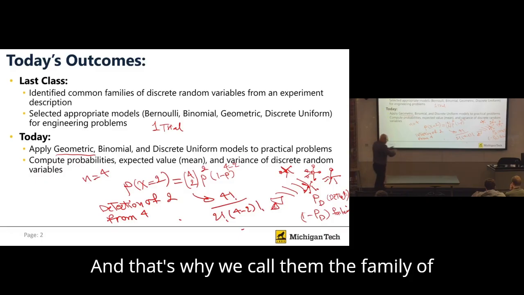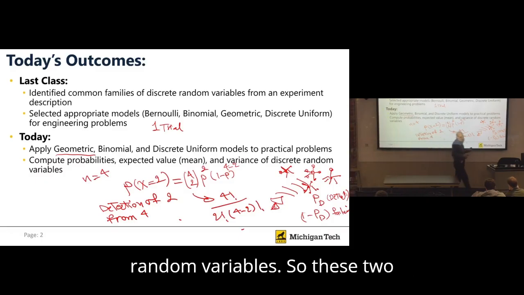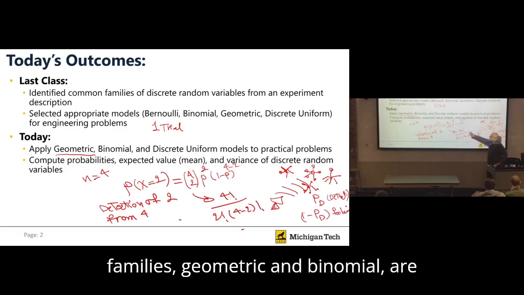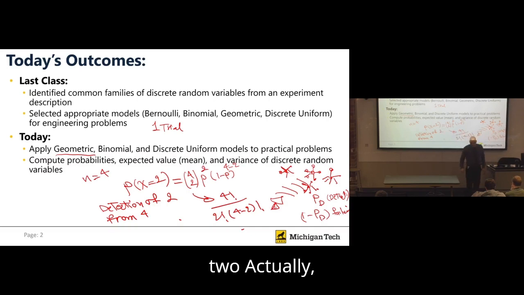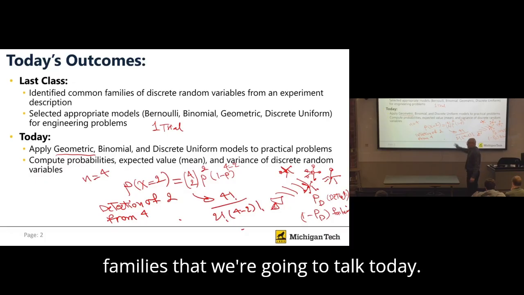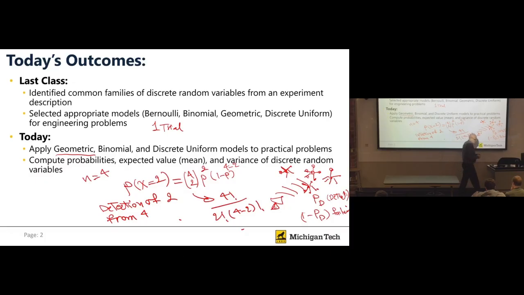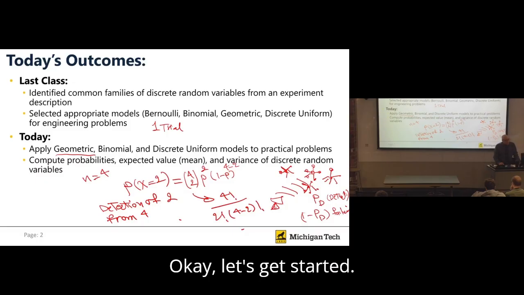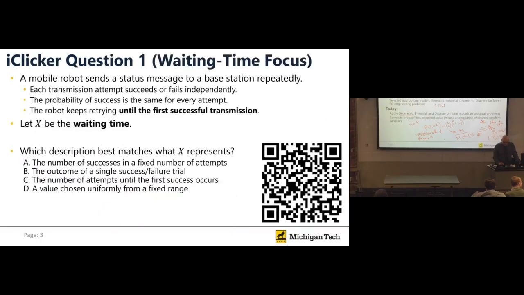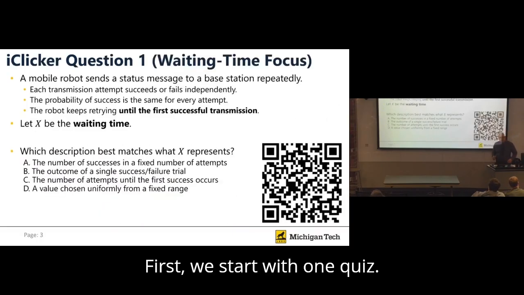And that's why we call them the family of random variables. So these two families, geometric and binomial, are the two families that we're going to talk about today. OK, let's get started. First, we start with one quiz.